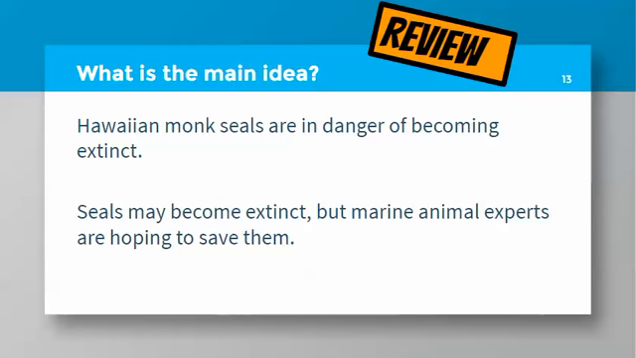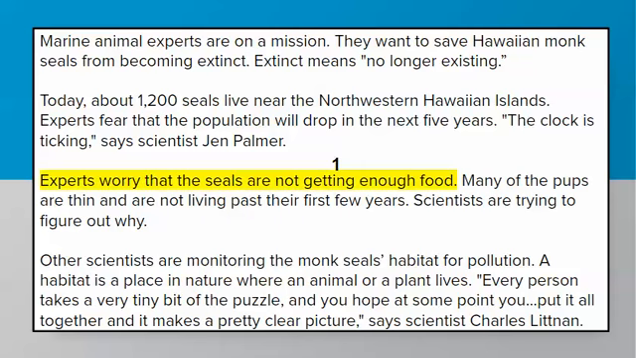So as a review, last class you might have one of these main ideas or something similar to it. Hawaiian monk seals are in danger of becoming extinct. And seals may become extinct, but marine animal experts are hoping to save them. So our goal is to look through the paragraphs to see if we can find supporting details that help to build on this main idea. So I see one here, and I highlighted it for us. Experts worry that the seals are not getting enough food.